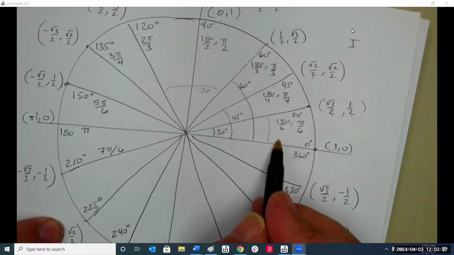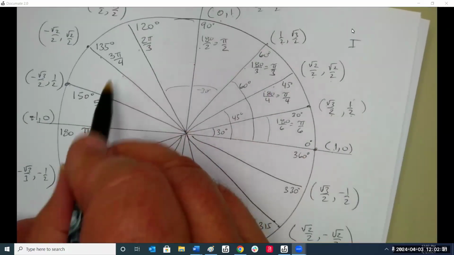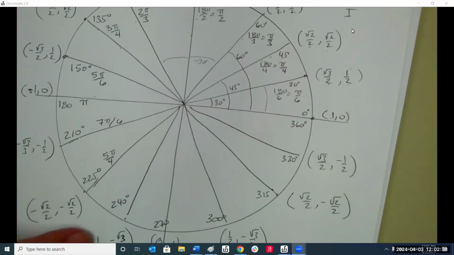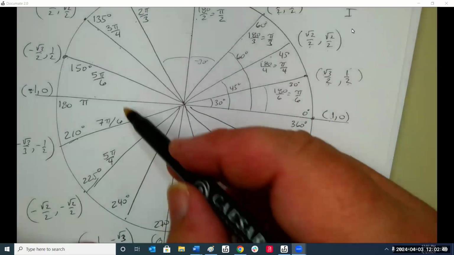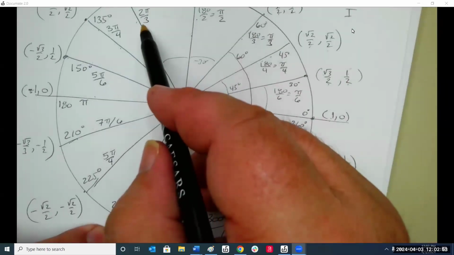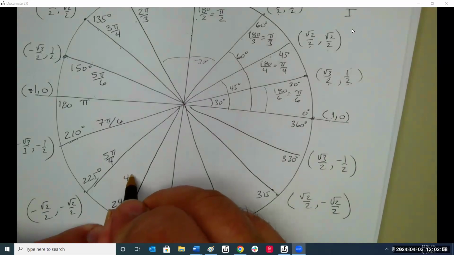For 45 degrees, I got 1 pi over 4, 2 pi over 4, 3 pi over 4, 4. This is 5 pi over 4. And this is 60 degrees, so it's 1 pi over 3, 2 pi over 3, 3 pi over 3, 4 pi over 3.